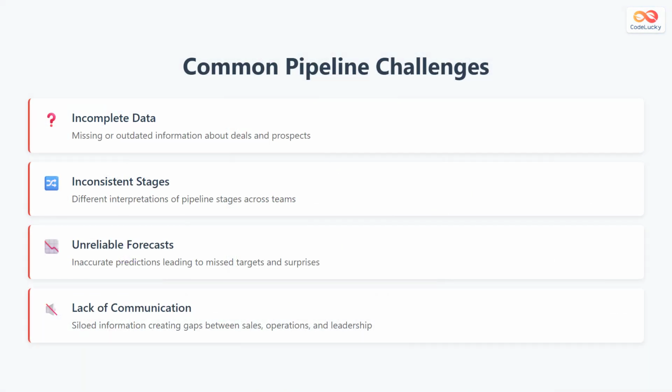Most sales organizations face 4 recurring challenges. First is incomplete data. Many deals lack critical information, making forecasts unreliable. Second is inconsistent stages. Different team members interpret pipeline stages differently, causing confusion. Third is unreliable forecasts. Without good data, predictions miss targets and create surprises. Fourth is lack of communication. When information lives in separate systems or stays siloed with individuals, leadership and operations can't align around reality.